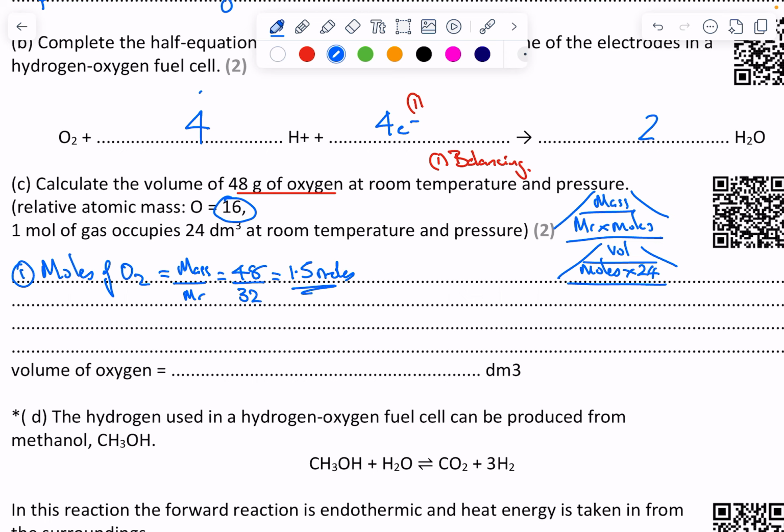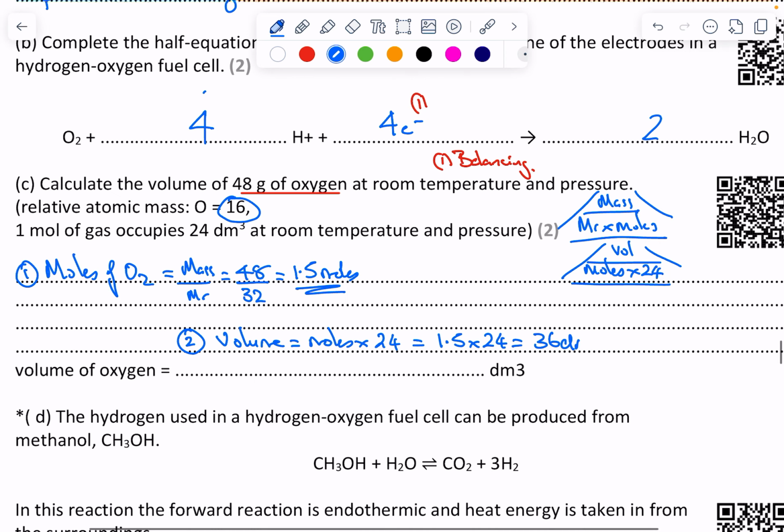is 1.5 moles. The second step now is I'm going to convert this number of moles into a volume, and to do that I'm going to use this triangle. So the volume is the number of moles times 24. The number of moles we've just worked out is 1.5. Times that by 24, and that's giving me an answer of 36, and that's going to be decimetres cubed.